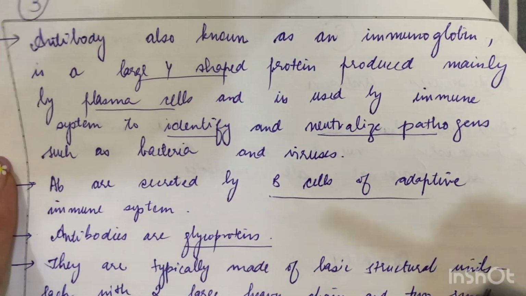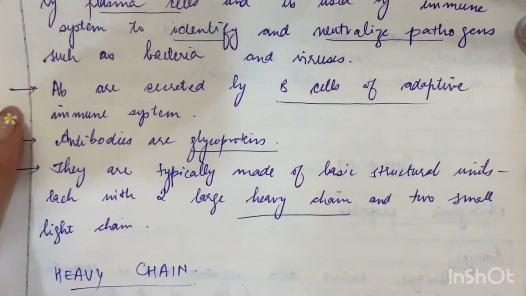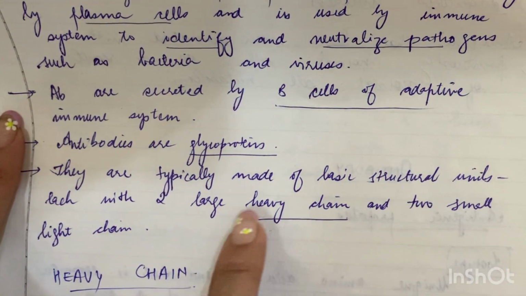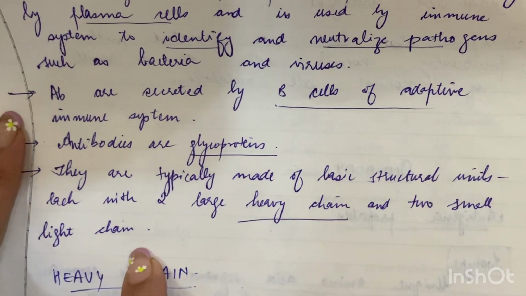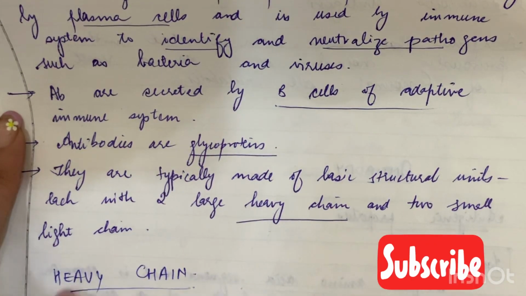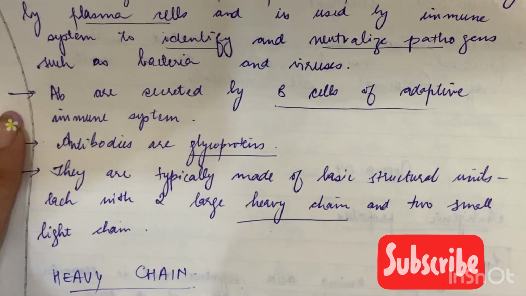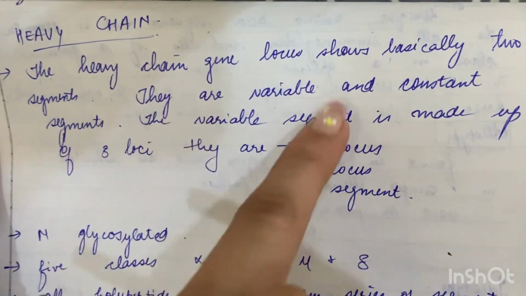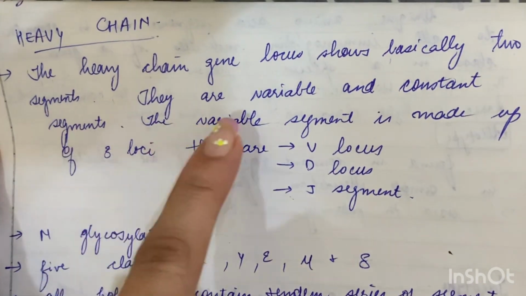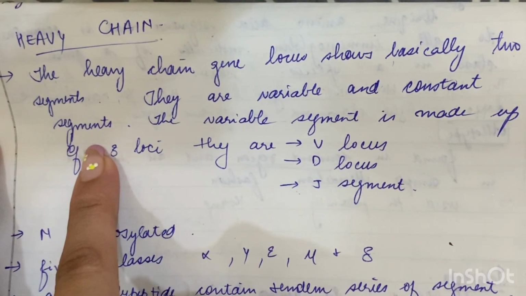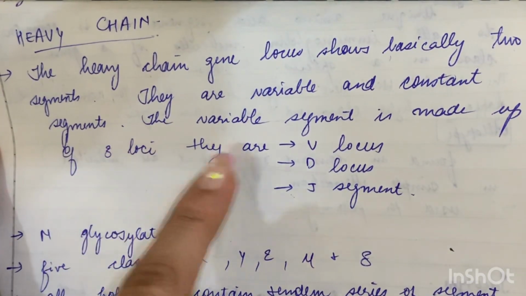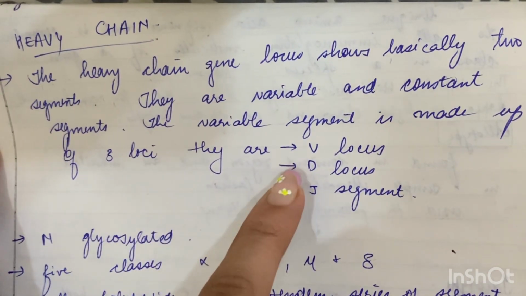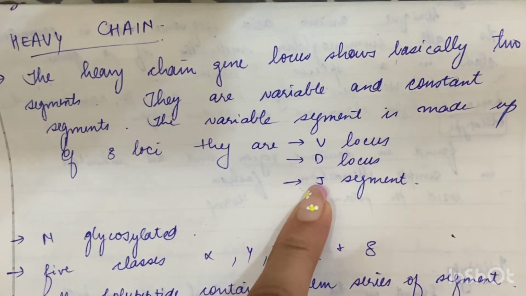Antibodies are glycoproteins. They are typically made of basic structural units, and each unit has two large heavy chains and two small light chains. We'll study heavy chains and light chains in detail. Heavy chain. The heavy chain gene locus shows basically two segments. They are variable and constant segments. I'll show you the diagram also. The variable segment is basically made up of three loci, that is V, D, and J.